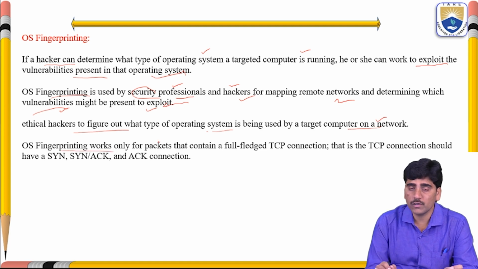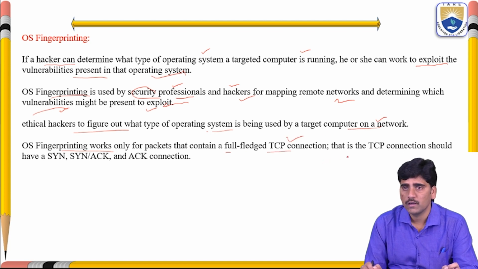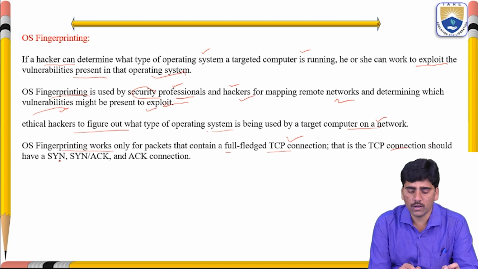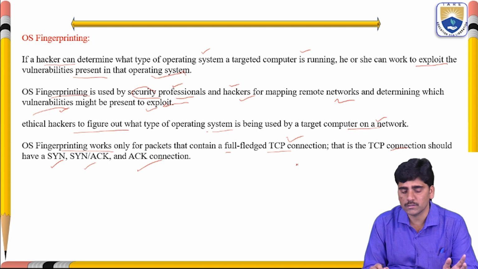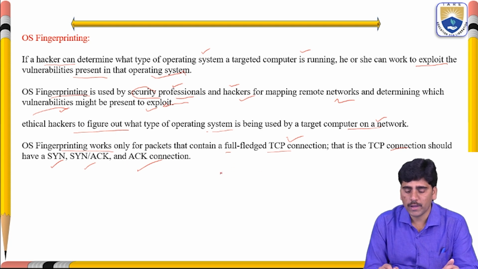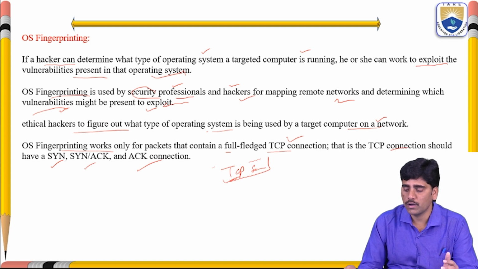And OS fingerprinting works only for packets containing a full-fledged TCP connection, that is, the TCP connection should have synchronous and acknowledgement connections. So these are all the packets containing a full-fledged TCP connection, as well as TCP scanning techniques: the synchronous mechanism, the acknowledgement mechanism. This is one type of scanning technique, especially to find out the vulnerabilities of the operating system to carry out the attacks.